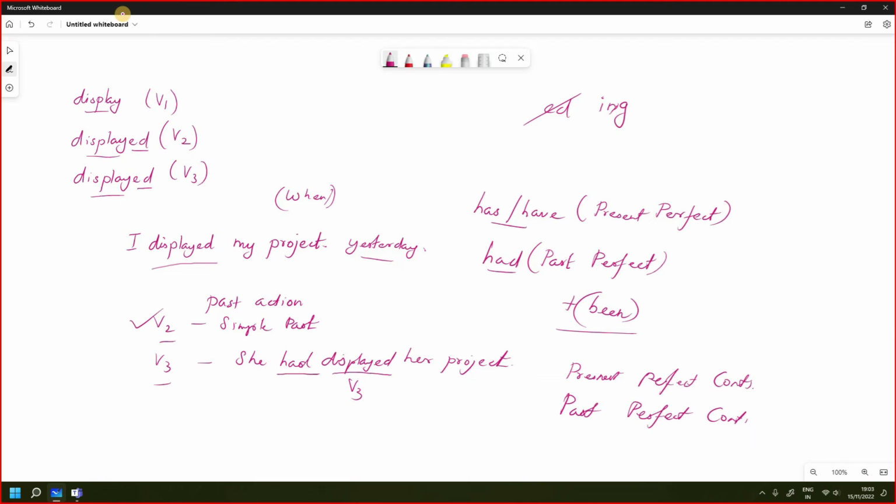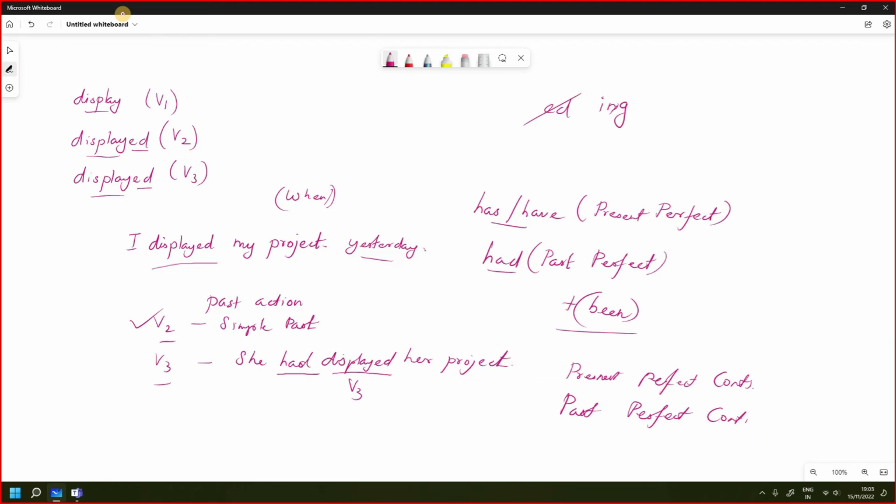This is the basics of tenses. So I hope that I'm not confusing and you're able to understand, right? So always remember, has and have will come only for present perfect tense and present perfect continuous tense. And similarly, had means it is only for past perfect tense and for past perfect continuous tense.